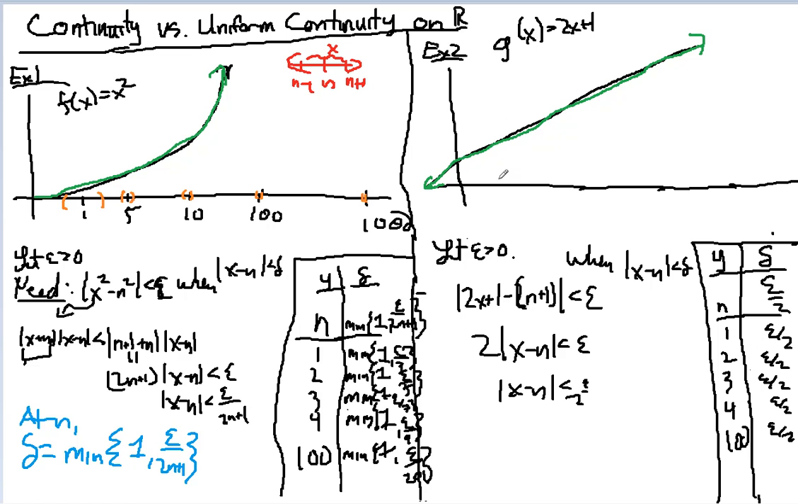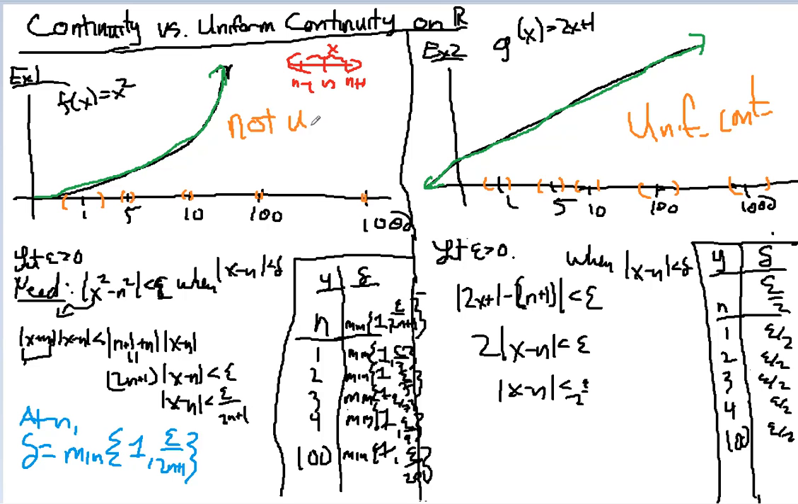Which means, here's 1, here's 5, here's 10, here's 100, here's 1,000. If I want to draw the delta intervals, there's one interval, there's another interval of the same size, another at 10, same size. The delta interval is always the same. So once again, notice these delta intervals get smaller as you go out to the right for x squared, while these delta intervals always stay the same. So this is uniformly continuous, and this is not uniformly continuous, but it is continuous. And that's the difference.